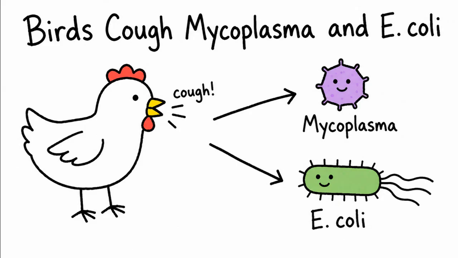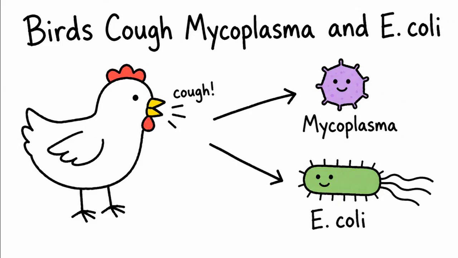For poultry, use the phrase, birds cough Mycoplasma and E. coli. That keeps Mycoplasma gallisepticum, Mycoplasma synoviae, and E. coli in your head. Mycoplasma in poultry, like Mycoplasma in other species, lacks a cell wall, so penicillins are not the right mental category.